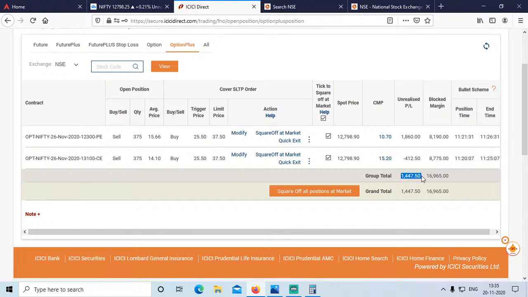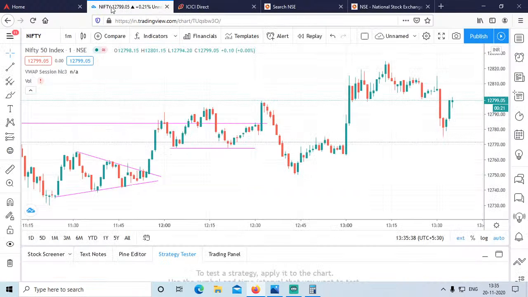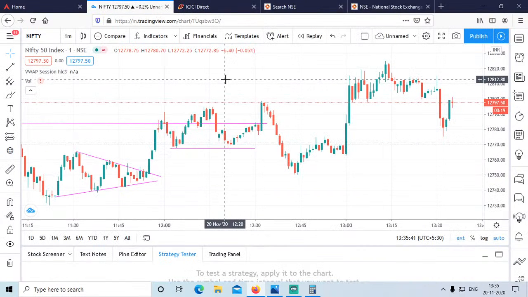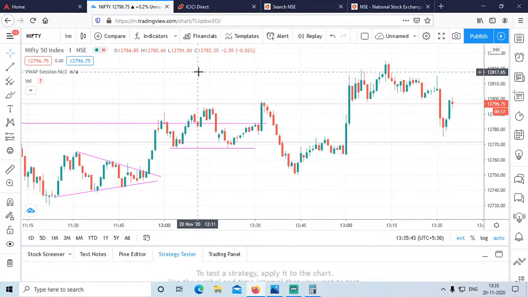My profit is good, 1400, and my stop loss is 25, 25, 10 rupees, 15 rupees. It is not getting hit, so I am safe. Whatever the big movements, it will affect only option buyers, not the option sellers.